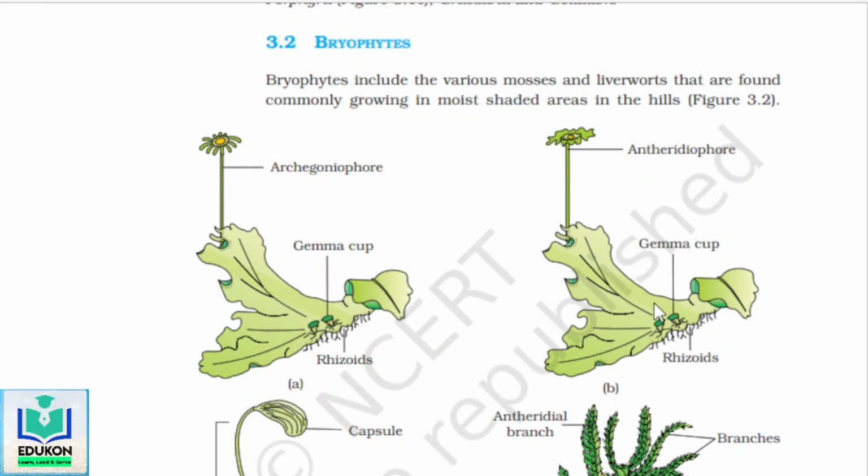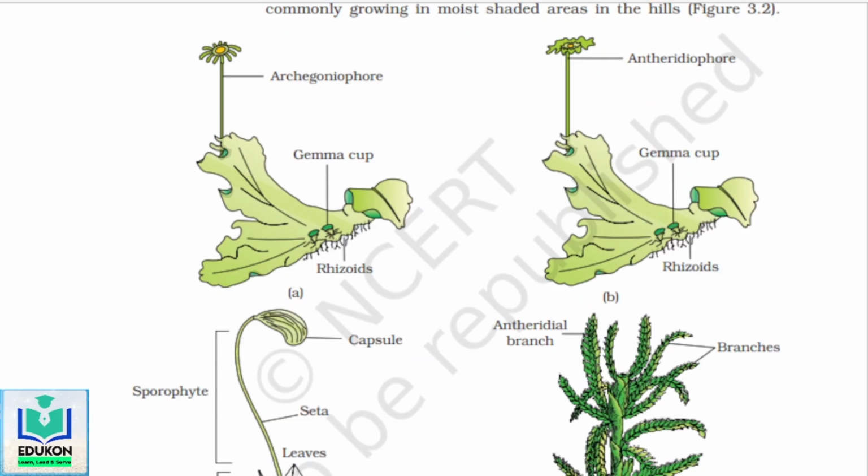In this section, we'll learn about bryophytes. What are bryophytes? Bryophytes include the various mosses and liverworts that are commonly found growing in moist, shaded areas in the hills. And we have 4 examples here. The upper 2 images belong to liverworts, whereas the bottom 2, that is C and D, belong to mosses.